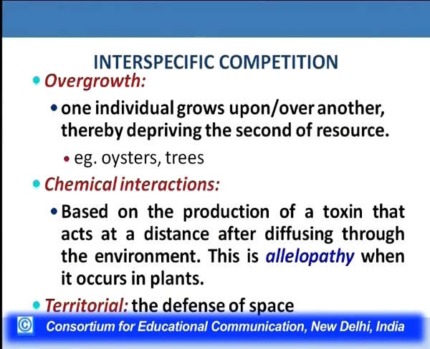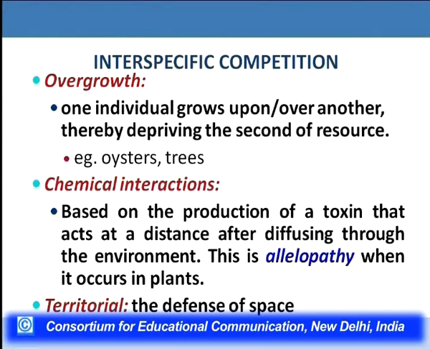Then chemical interaction is another type of competition, wherein a toxin or a chemical is produced by an individual which inhibits other individuals from coming into that particular space, and it's very common in plants. These plants basically produce chemicals which they release to their surroundings, and this phenomenon is termed allelopathy. When these chemicals are present in the surroundings, individuals of other species will never be able to establish themselves, and it can also be seen in animals when they release chemicals for basically driving away intruders in that particular region.